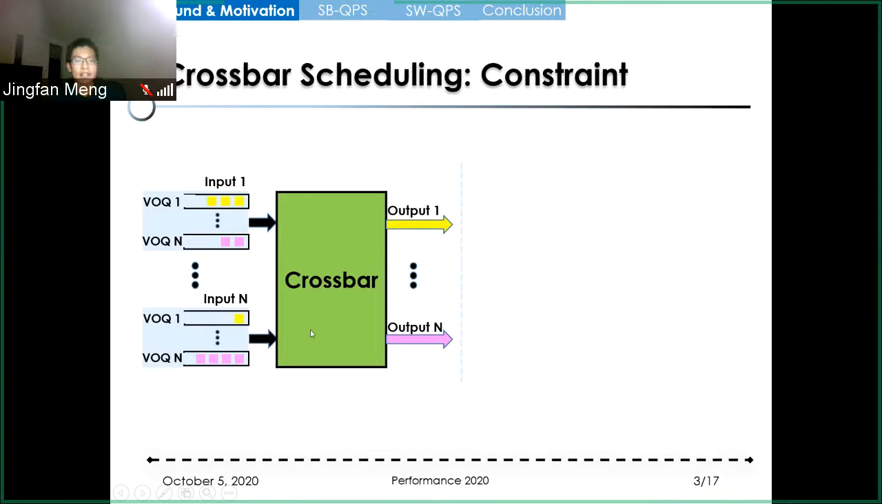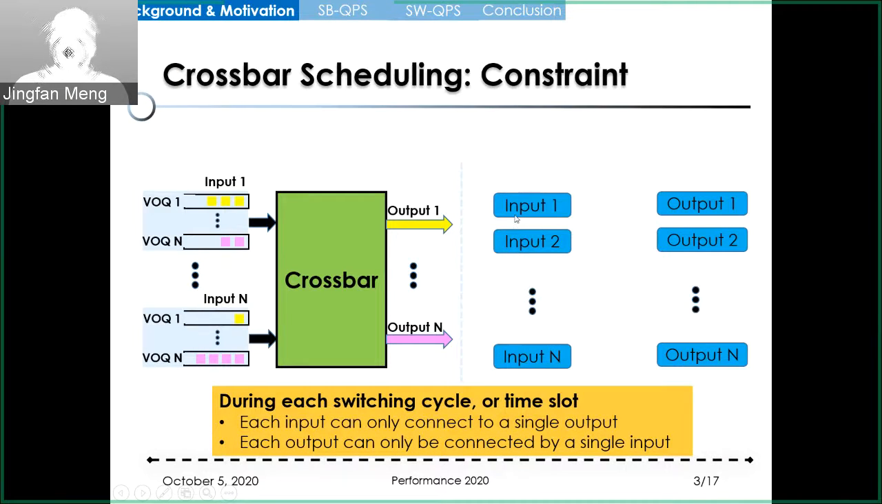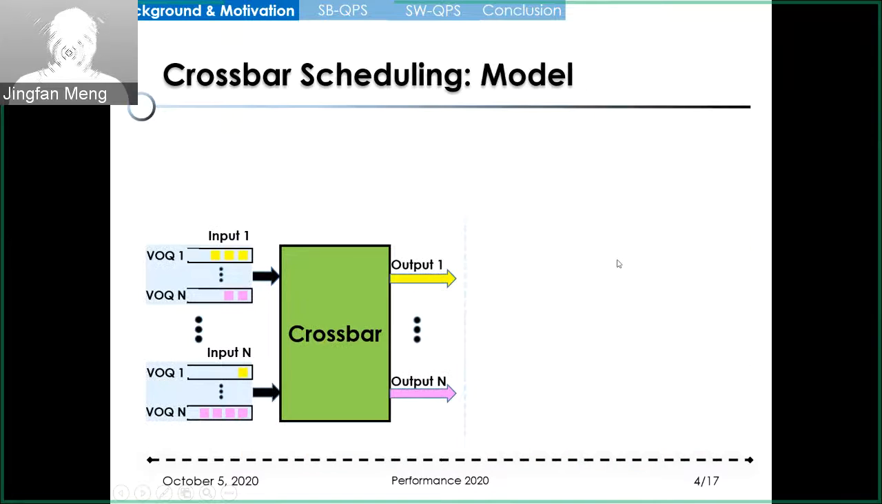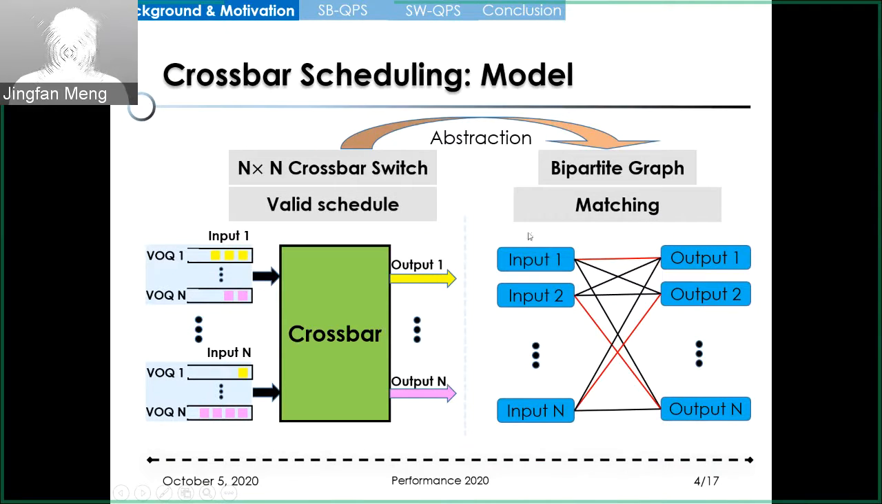The crossbar has a constraint that during each time slot, each input port can only connect to at most one output port, and vice versa. We model this constraint with a bipartite graph model. In this model, the input ports and the output ports are two disjoint vertex sets, and each valid crossbar schedule corresponds to a matching in this bipartite graph. So the objective of the scheduler is to compute high-quality bipartite graph matchings.